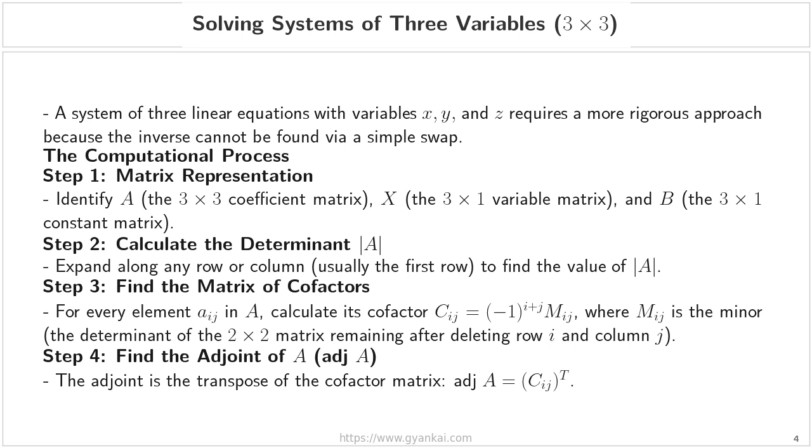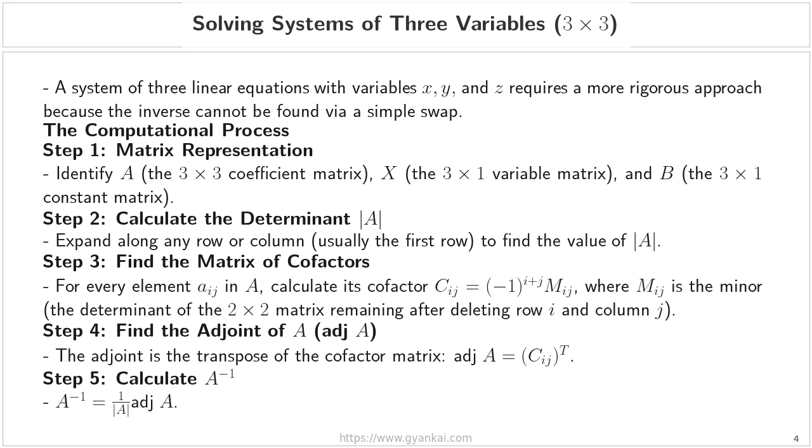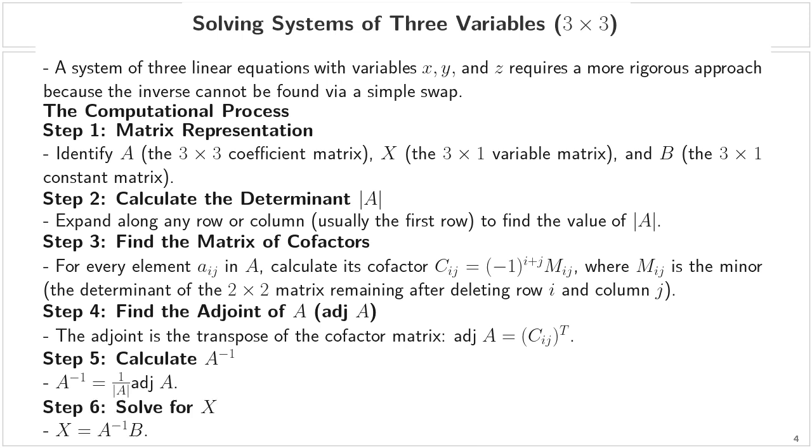Step 4. Once you have your matrix of cofactors, we need to find the adjoint of A. Written as adj A, the adjoint is simply the transpose of your cofactor matrix. This means you'll switch your rows and columns around. Step 5. Now we can finally find the inverse of A, which is A inverse. You calculate this by taking 1 divided by the determinant of A and multiplying that scalar by the adjoint of A. Step 6. Finally, we reach the goal.